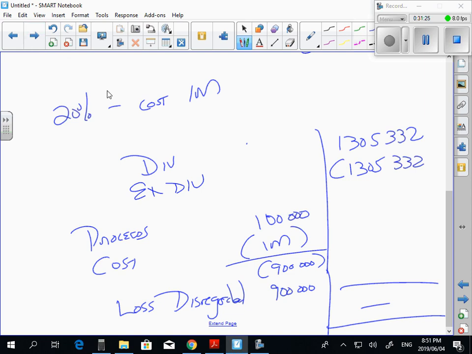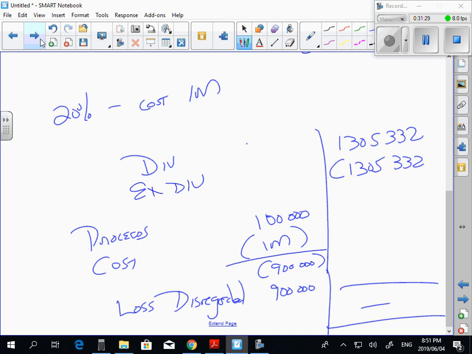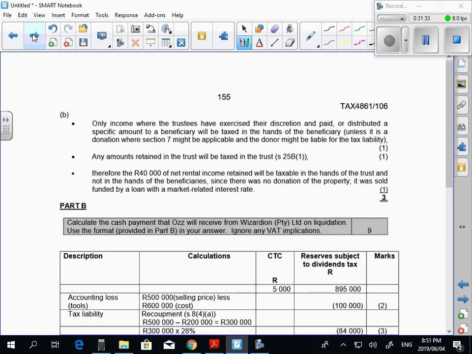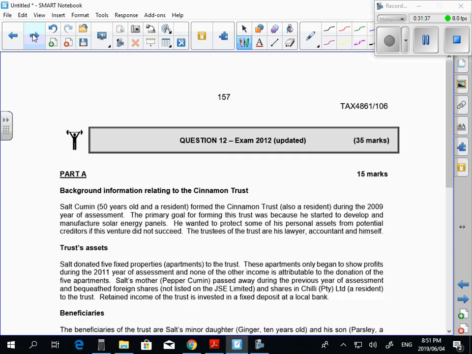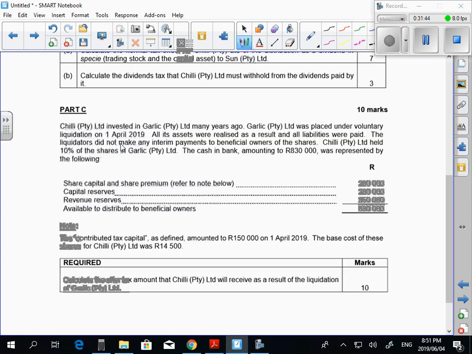Guys, comfortable with this? Okay. So there's a liquidation. Guys, comfortable? Okay. It's not so bad, really. It really isn't. I know that you didn't really like that.